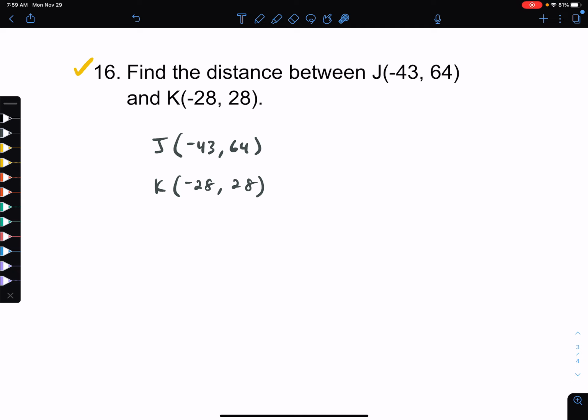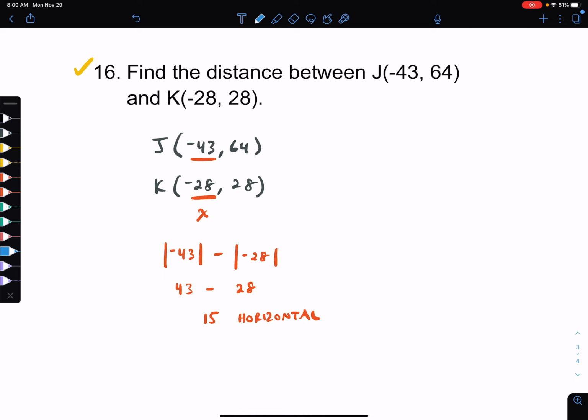So if you wanted to figure out the distance between these, you're going to need to use a little bit more advanced math here. And so what we can do is we can find the distance between the X's. To find the horizontal distance, what I'm going to do is take the absolute value and subtract these because they're in the same quadrant. So that's going to be 43 minus 28. Now, what is 43 minus 28? I think that's 15. So that's the horizontal distance.